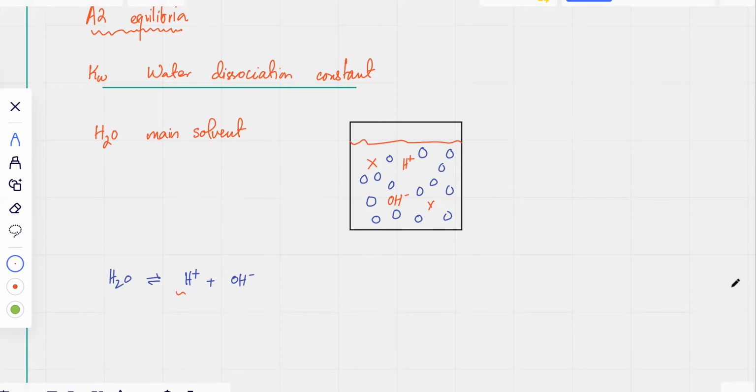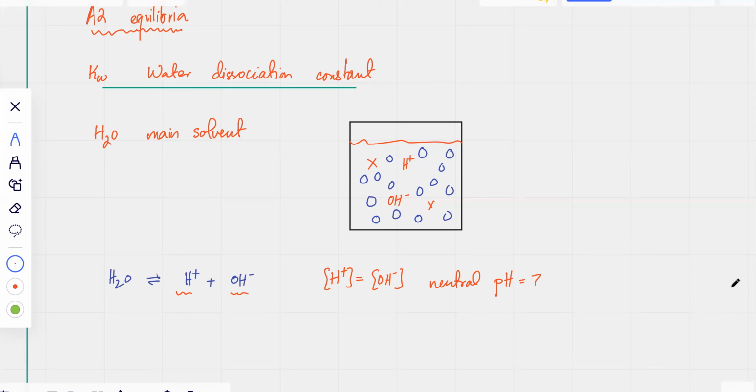Normally your H+ and OH- would be produced in exactly the same concentration because they are produced equally. So what type of solution is this? This is a neutral solution, which you refer to as pH equal to 7. You call it pH 7.